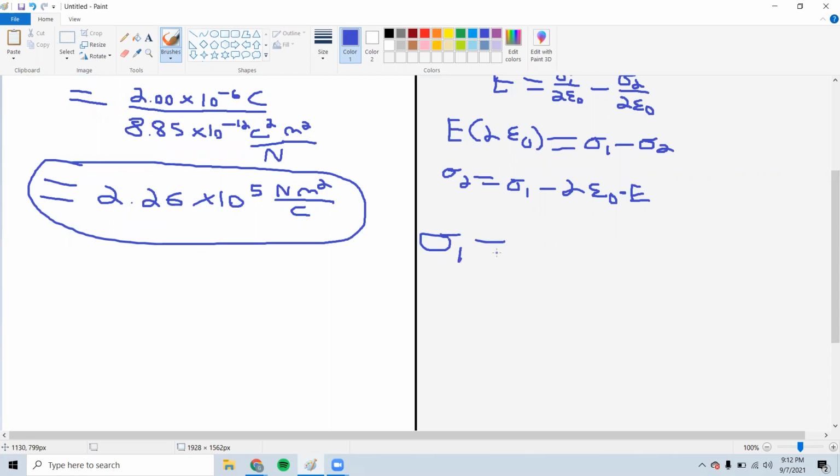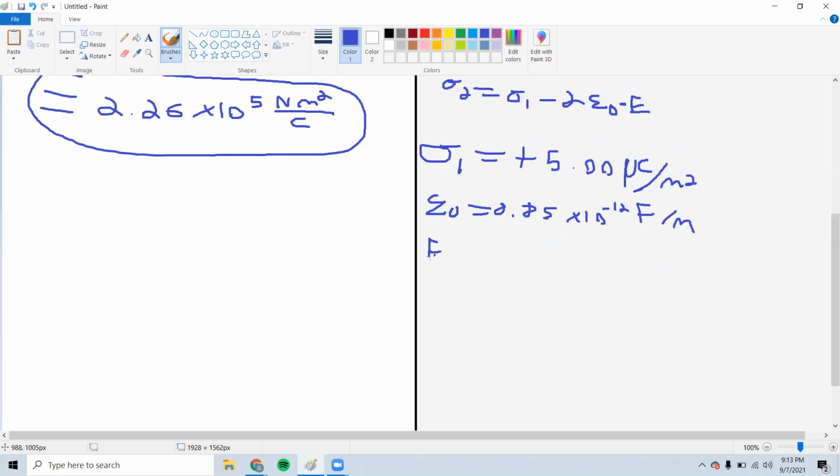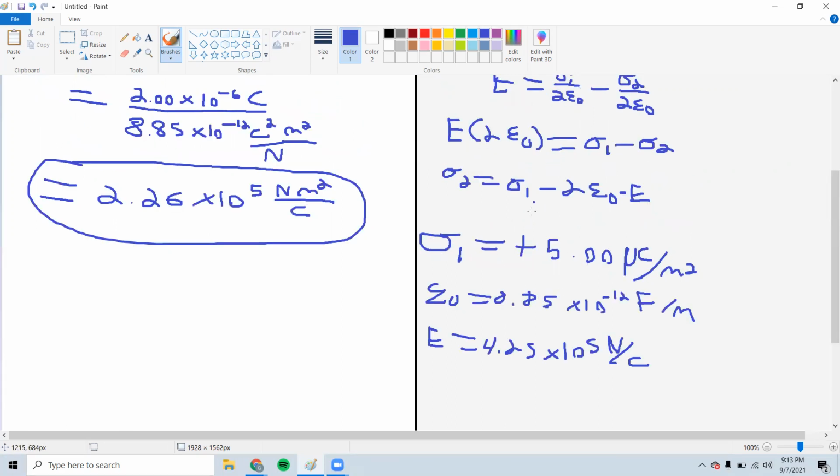So with sigma sub 1 being +5.0 microcoulombs per m squared, the electric constant being 8.85 times 10 to the power of -12, and E being equal to 4.25 times 10 to the power of 5 N/C, all we have to do is plug them into this equation.